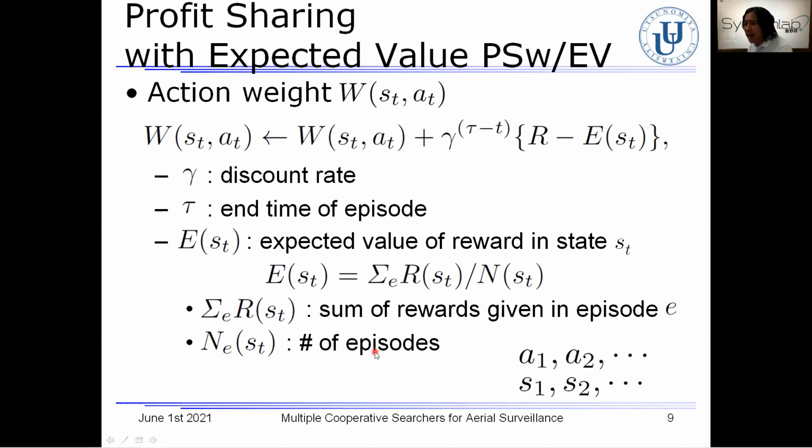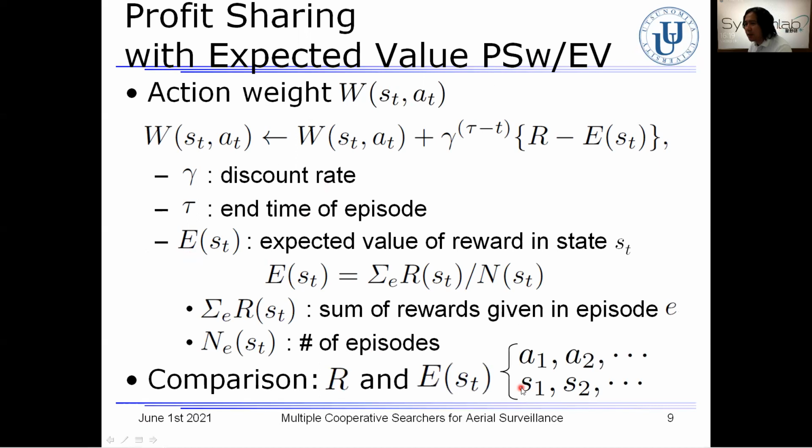During each episode, a series of actions in the states is stored. After the episode, the action weight is updated according to the difference between the given reward and expected reward. So the action weight is increased if the reward is higher than the expected one, and vice versa, through the profit sharing with expected value.